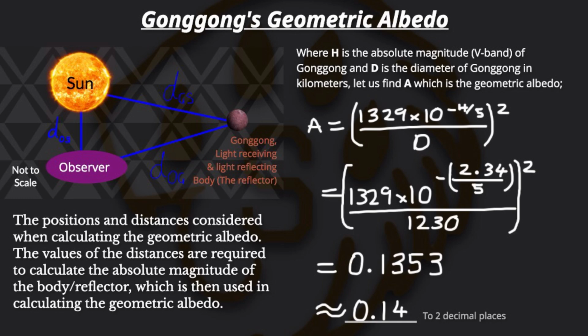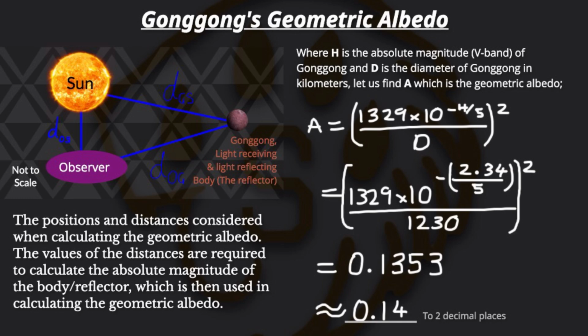That'll be equal to, in the brackets, 1329 times 10 to the power negative H over 5, divided by the diameter. And that diameter, take note, will be in kilometers. We are not following the international standards on calculation. Here we use kilometers. Yes, there's a certain reason why. Some things cancel out, but yeah, we use kilometers, as you're going to see. So the diameter in kilometers, and then the whole bracket is squared.